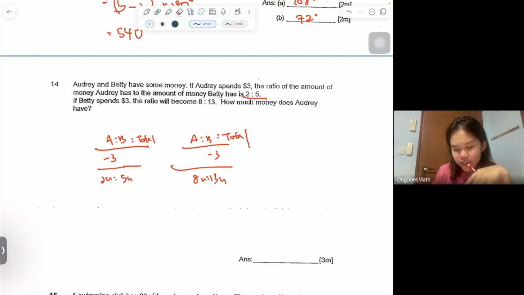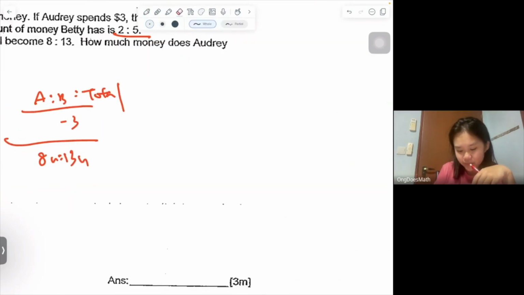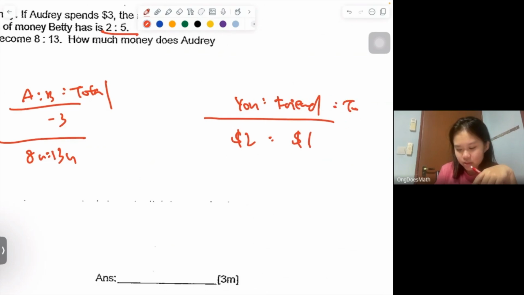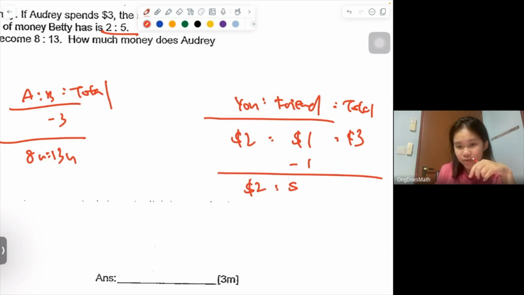Imagine this. For instance, you and your friend, you guys got some money. You got $2, your friend got $1. So the total will be $3. If your friend spends $1, he will have $0 left. So the total is $2.